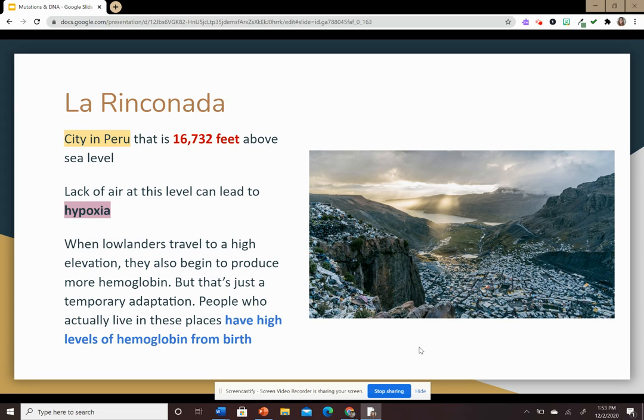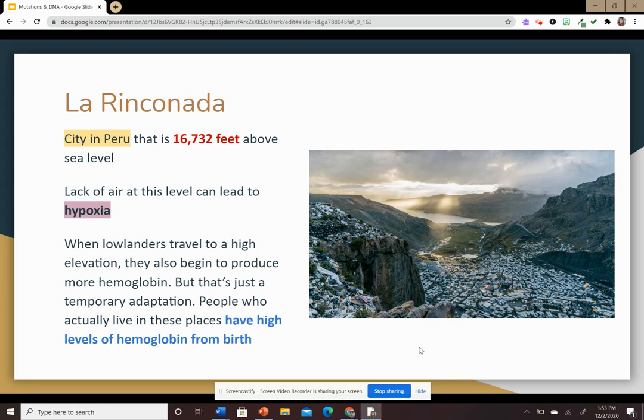This is an adaptation, right? Not necessarily a mutation, but this is an adaptation that has been passed down from parent to offspring in this city, which helps them survive. It helps them to not get sick from that hypoxia. And so these are just some examples of some different mutations.